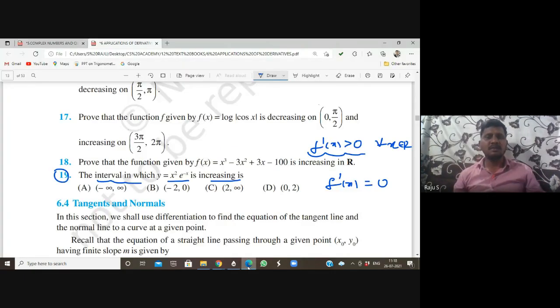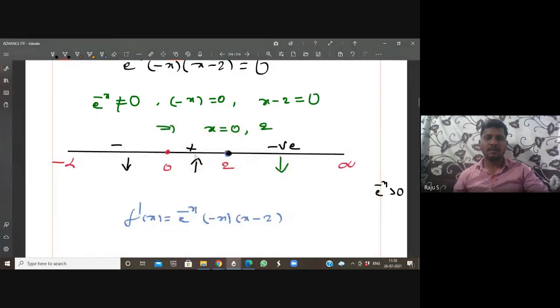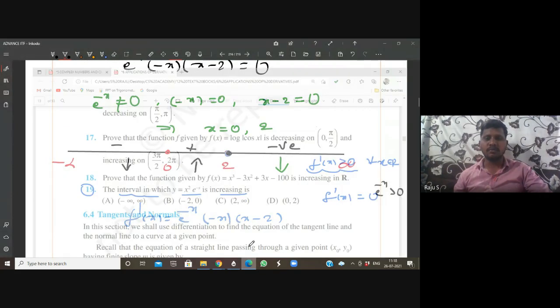So what is the correct answer, students? Option? See here, from 0 to 2, it will always be positive. Take any value, like 1, you will get positive. So 0 comma 2, option D.